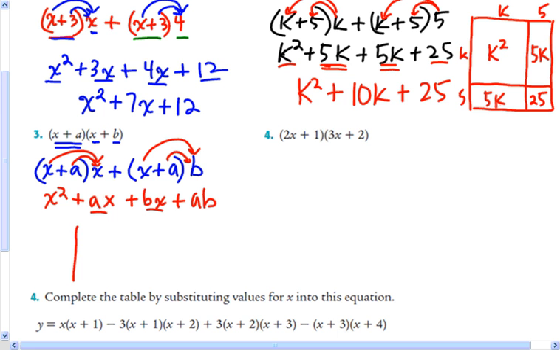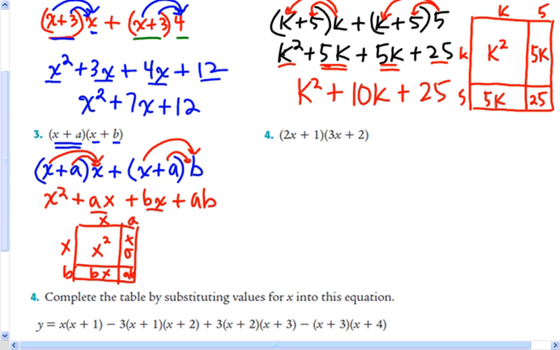But then my rectangle would look like this. For one dimension, we would have an x and an a. For the other dimension, an x and a b. And inside, we'd have x squared. Here we would have ax. Here we would have bx. And down here we would have a times b.